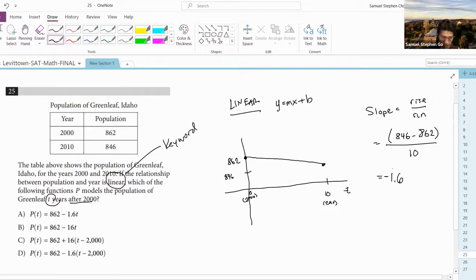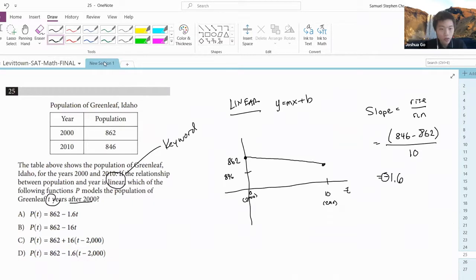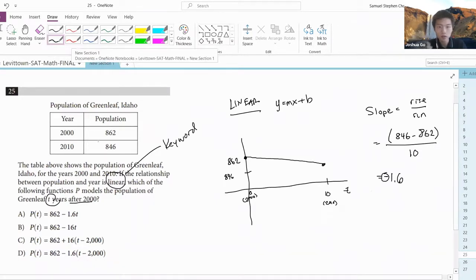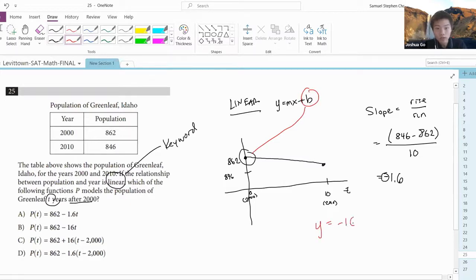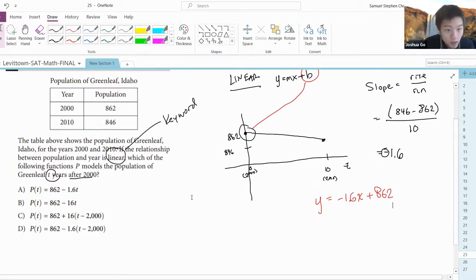Negative 1.6, sorry. And so we look at the answer choices and we see that there's also an initial condition. In our visualization of this graph, we see that 862 is the initial y value, which is the b in mx plus b. So therefore, we can write this equation out as y equals negative 1.6x plus 862. Now we can simply search for the answer choice that reflects this, and we can see that A is the answer.